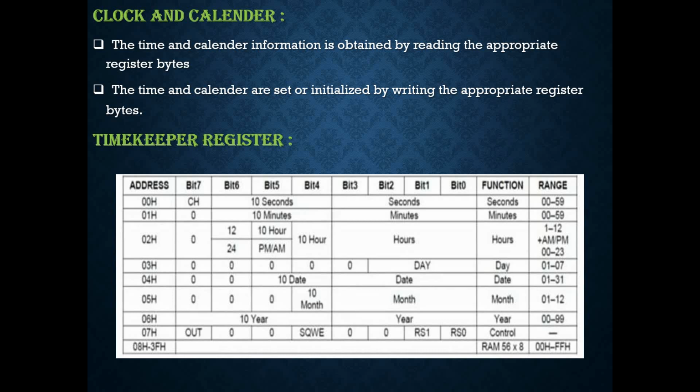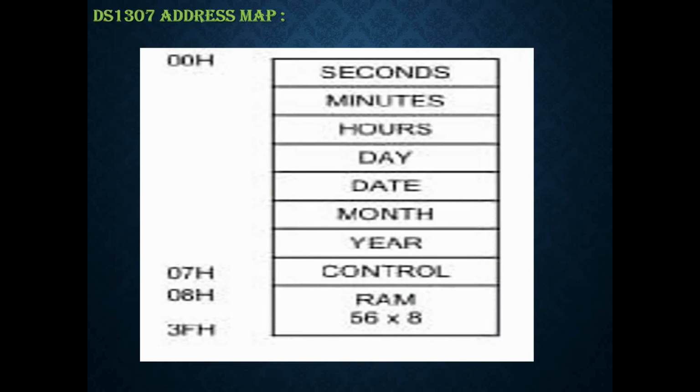Here we see the diagram. It is very useful when we are going to program an RTC. This diagram is available in the data sheets. And now the DS1307 address map. Now see the diagram: seconds, minutes, hours, day, date, month, year, control, and the RAM.